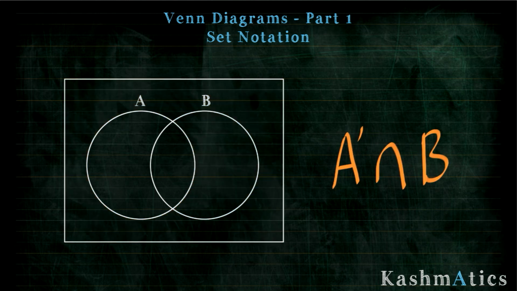This one here is the intersection of everything that's not in A and in B. So what you need to do here is shade everything that's not in A, and then shade everything that's in B, and then wherever the overlap is, that's the region you're interested in. So let's do the first bit.